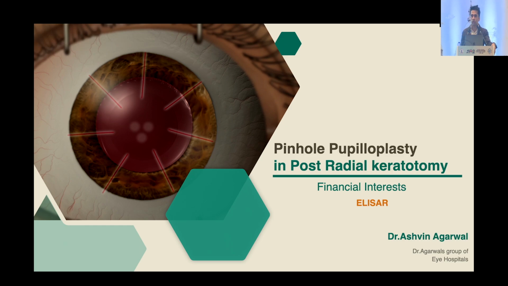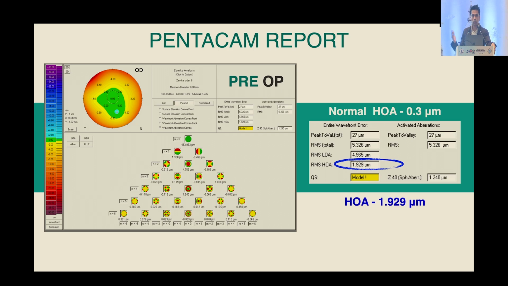I'll give you a small example of this. If somebody has undergone a radial keratotomy many years back, how does this impact if you do a pinhole pupil years later? You do a Pentacam on this radial keratotomy patient, you will find that the RMS, that is the root mean square value of the higher order aberration, anything beyond 0.5 is a problem. 0.3 is pretty much normal.